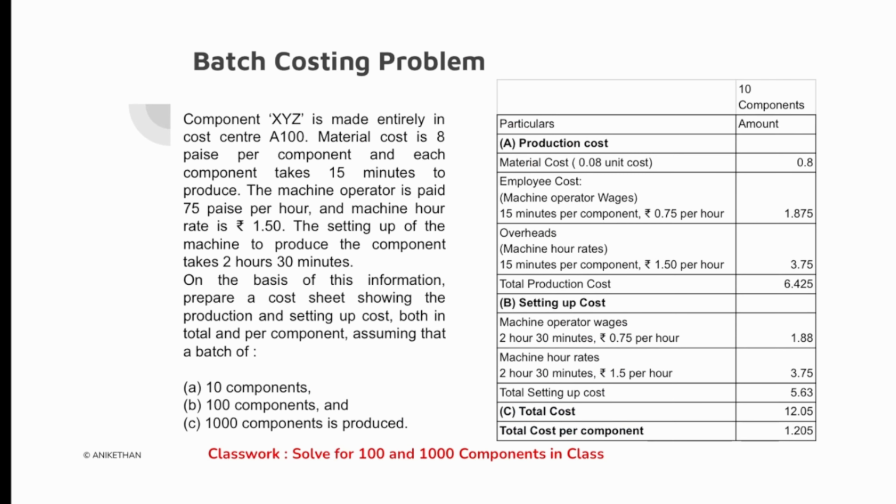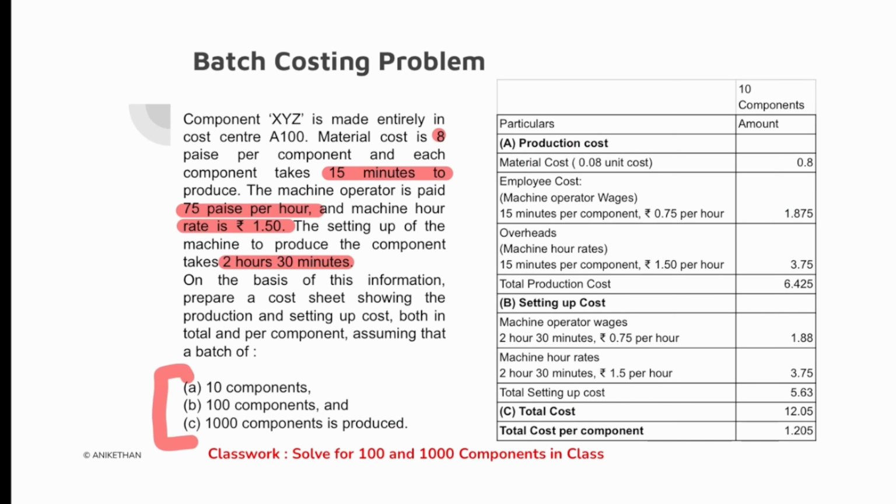So let us start with a batch costing problem. What is the data given here on the left hand side? Component XYZ is made entirely in cost center A100. Material cost is 8 paise per component. And each component takes 15 minutes to produce. This is also required to calculate overhead and labor cost. The machine operator is paid 75 paise per hour and machine hour rate is 1.5 per hour. Setting up cost is not directly given, but it is said that the setting up takes 2 hours 30 minutes. On the basis of this information, prepare a cost sheet for 10, 100 and 1000 components.